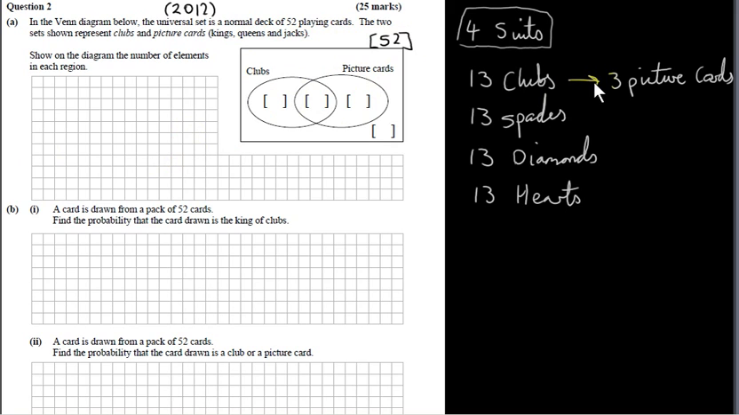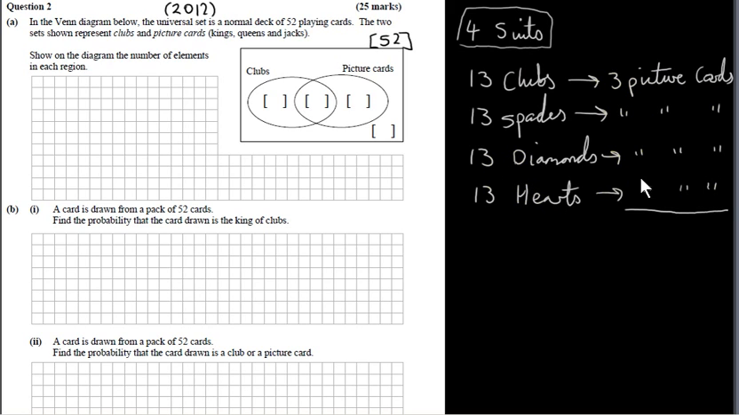Now, in each suit we have 3 picture cards. For example, for the clubs we have the king of clubs, the queen of clubs and the jack of clubs. The same is true for the spades. We have the king of spades, the queen of spades and the jack of spades. Similarly here, we have the king of diamonds, queen of diamonds and jack of diamonds. And same for the hearts, of course, we have the king of hearts, queen of hearts and jack of hearts. So we have 3 picture cards for each suit.